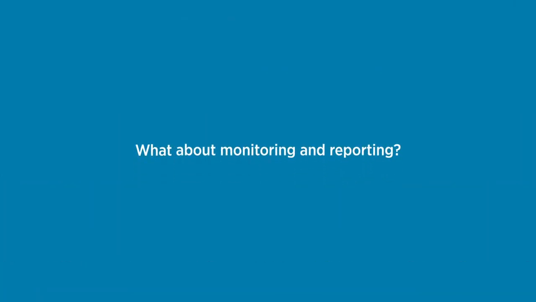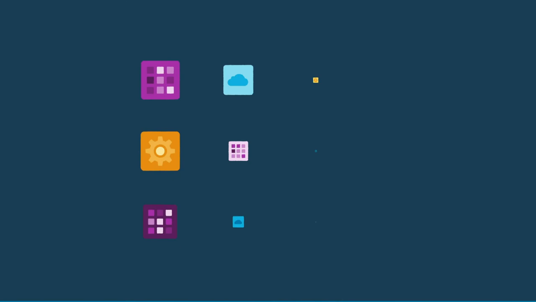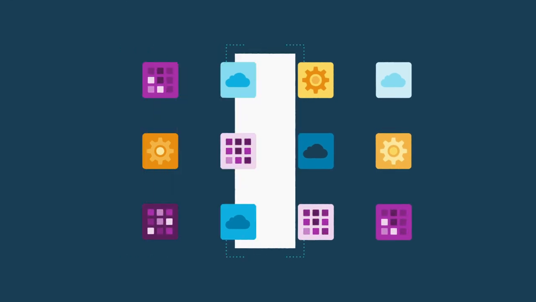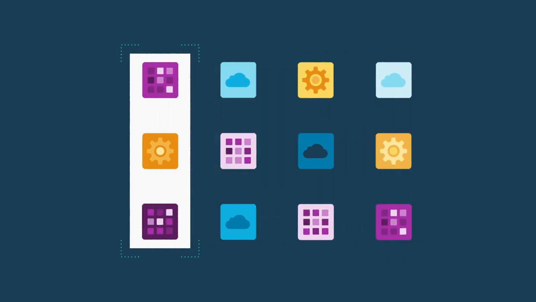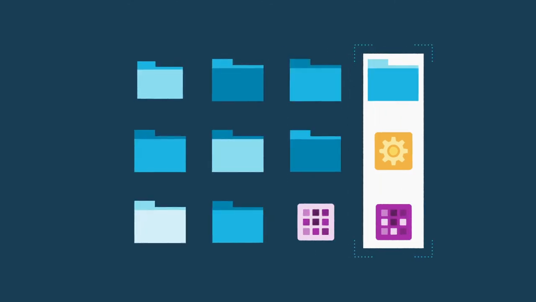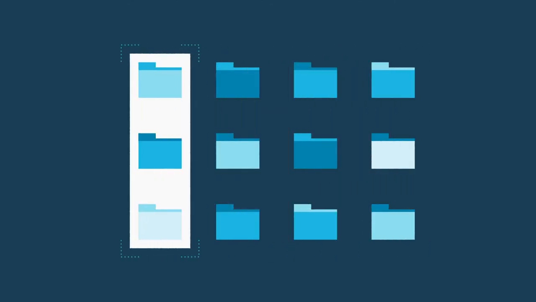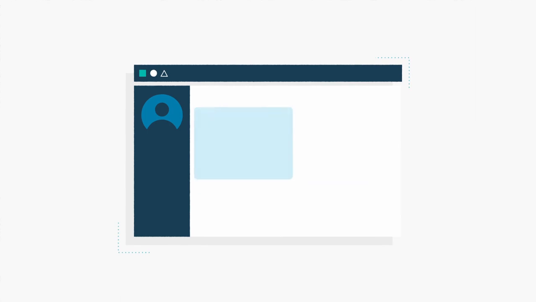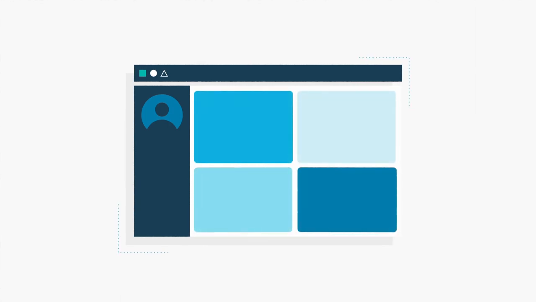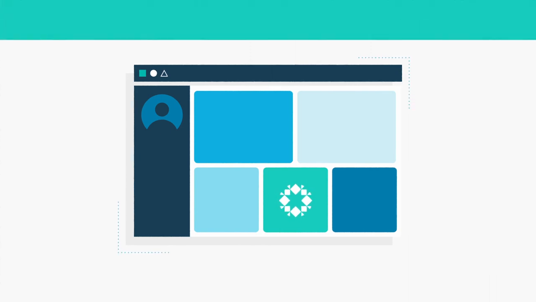And what about monitoring and reporting? Mission-critical infrastructure, applications, and services are monitored through an enterprise monitoring solution. Backup should be no different. Integrate Rubrik into your existing monitoring and logging tools to enable application owners to view application health and backup compliance in one place. And this is just the beginning.